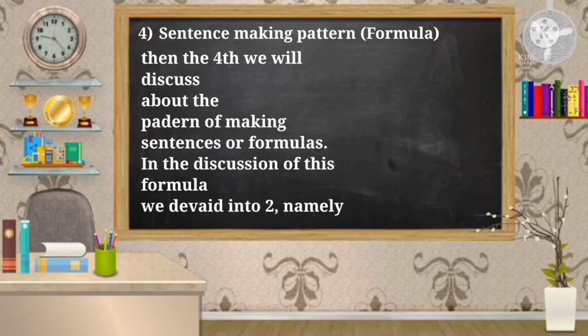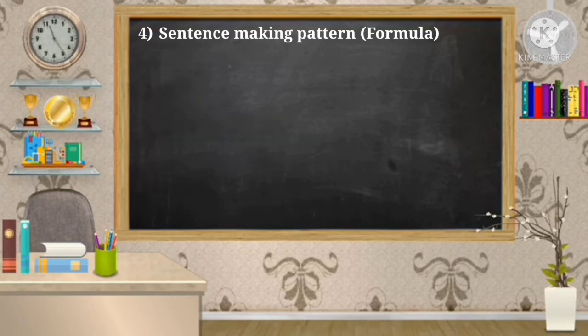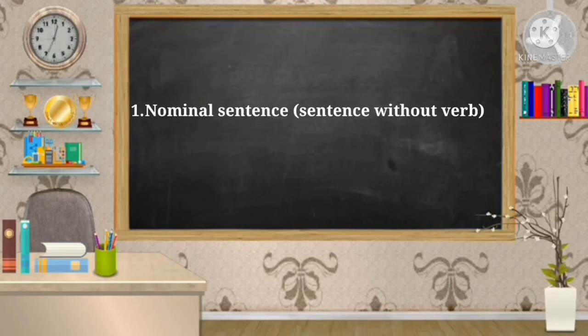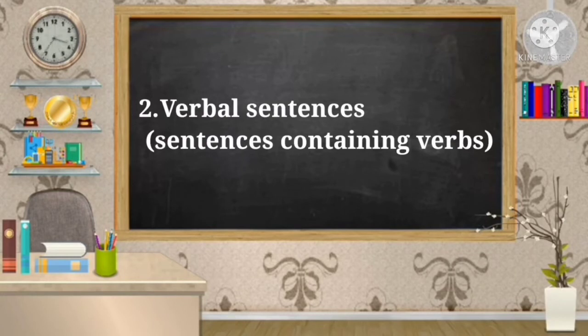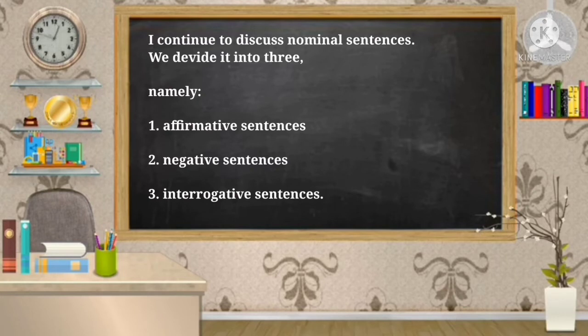In the discussion of this formula, we divide it into 2 mainly. Number 1, the formula for forming nominal sentences, or sentences without verbs. Number 2, the formula for forming verbal sentences, or sentences that contain verbs. I continue to discuss nominal sentences. We divide it into three, namely affirmative sentence, negative sentence, and interrogative sentence.